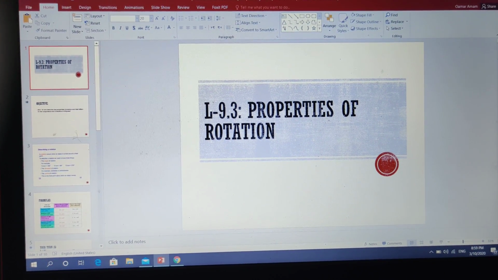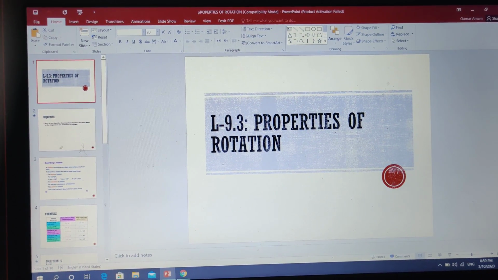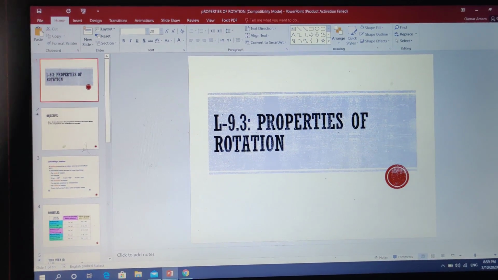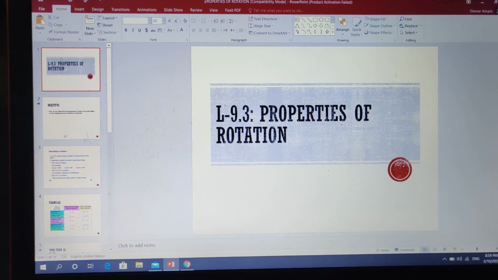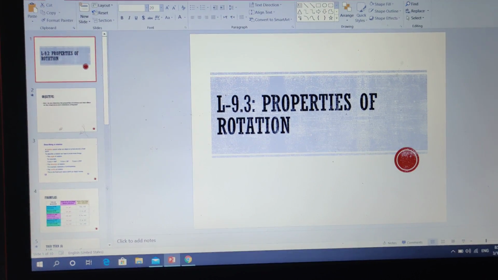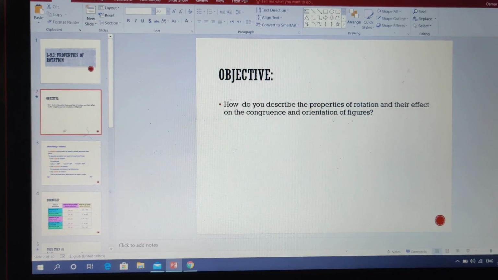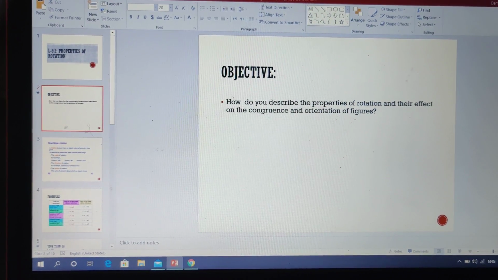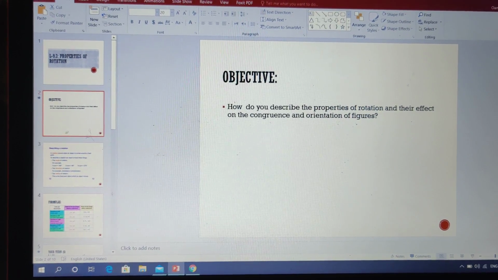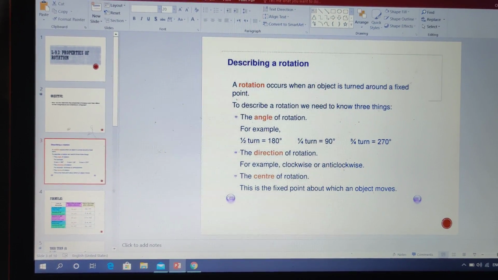Monday's lesson is on rotation. We already studied the properties of translation and the properties of reflection. Now our lesson is the properties of rotation. We have already started this. We did some on Sunday, so I will continue the lesson with Monday's work. First of all, our objective for this lesson is that by the end of the lesson, inshallah, you will get to know how to describe the properties of rotation and their effect on the congruence and the orientation of the figures. You have to keep some points in your mind.